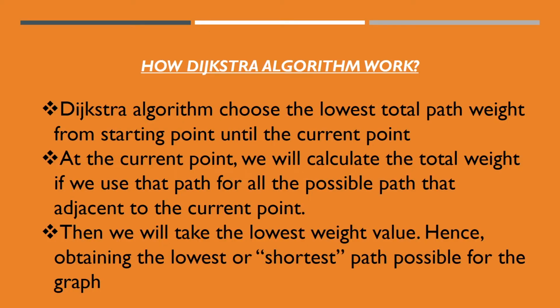First, how does the Dijkstra algorithm work? The Dijkstra algorithm chooses the lowest total path weight from the starting point until the current point. At the current point, we calculate the total weight if we use the path, for all the possible paths adjacent to the current point. Then, we take the lowest weight value, hence obtaining the lowest or shortest path possible for the graph.